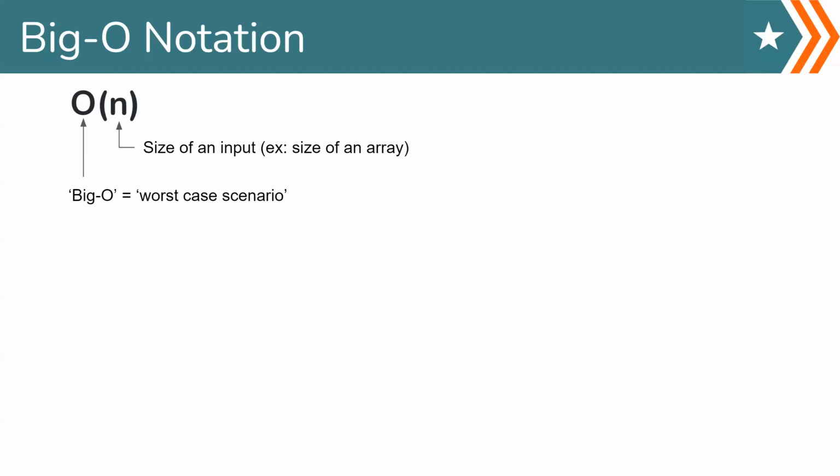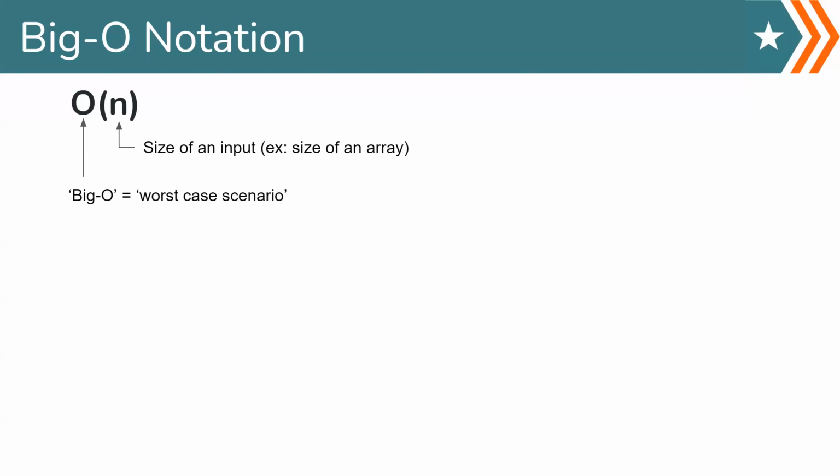It's just about what is the part of it that can grow, or what's the part of it that when it grows, it affects performance. So if you're trying to search through an array, the size of the array is going to matter because you're going to have to look at each element.